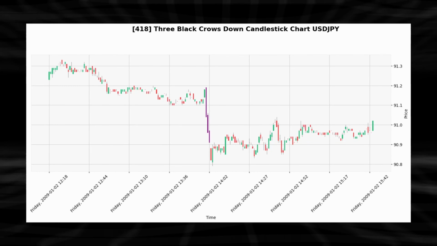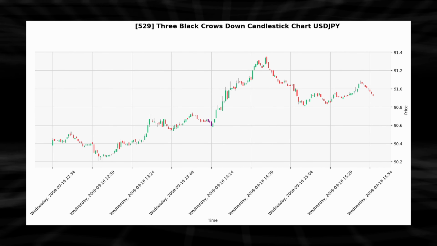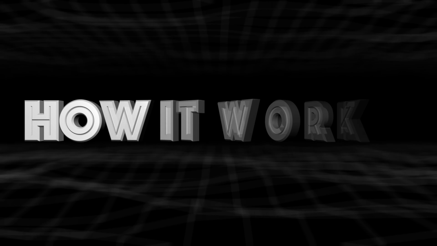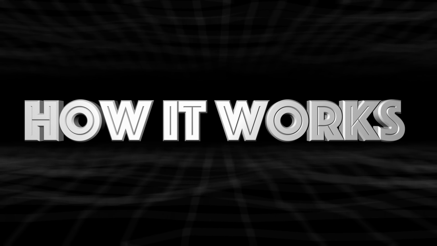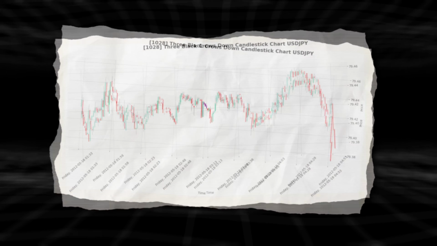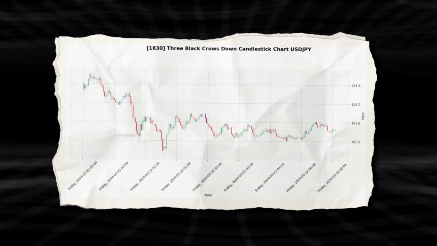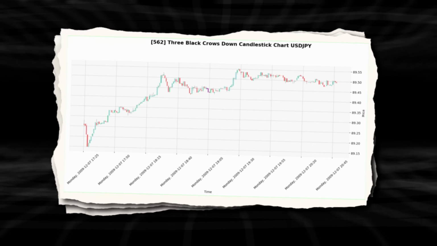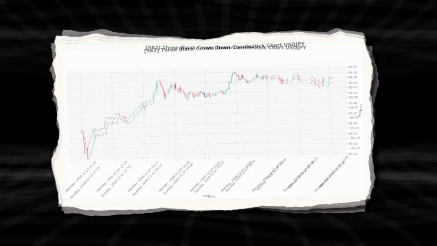You've probably seen this pattern on your charts. Let's find out if it's worth your time using it in your trading journey. We'll cover how the candlestick forms, how to identify it, and go over examples on different charts. After that, we'll cover 10 examples on how you can use it to predict the direction of the trend. And lastly, we'll make the call on whether you should use this candlestick pattern or not.